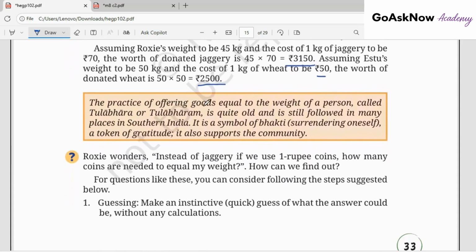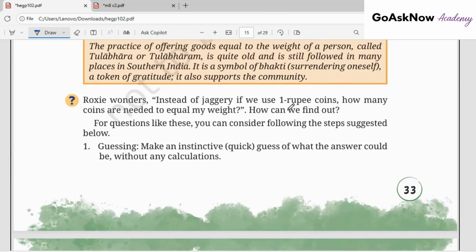The practice of offering goods equal to the weight of a person is called Tulabharam. It is quite old and is still followed in many places in South India. It is a symbol of bhakti, surrender of oneself, and a token of gratitude. It also supports the community.